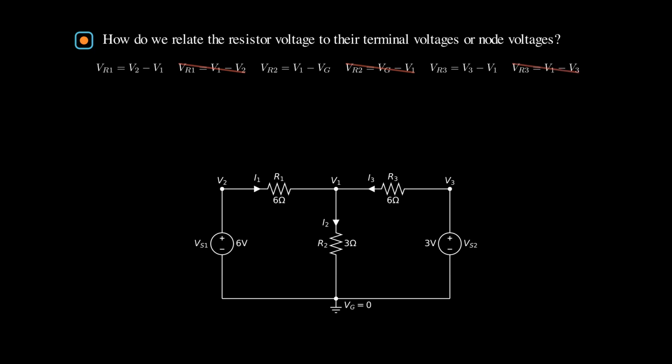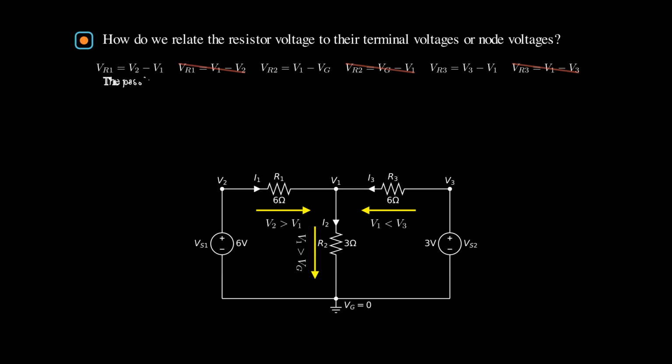The short answer is that for R1 we labeled the current direction from left to right. So basically we assumed V2 is greater than V1. Therefore, VR1 equals V2 minus V1. Likewise, for R2 we labeled the current direction from up to down. We assumed V1 is greater than the ground voltage. Therefore, VR2 equals V1 minus VG. For R3 we labeled the current direction from right to left. So we assumed V3 is greater than V1. Therefore, VR3 equals V3 minus V1.